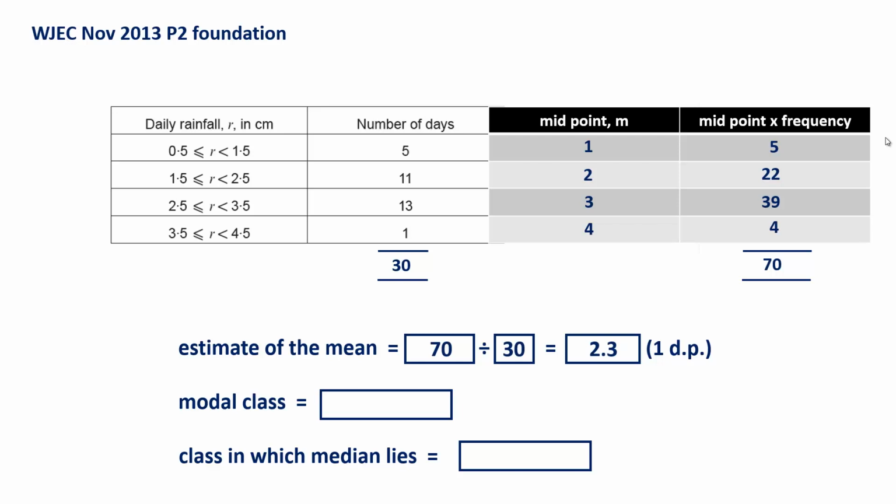Good. Modal class. Now the modal class is the one with the highest frequency, highest number of days. There we go. 13 is the highest number of days. So the modal class is 2.5 is less than or equal to R, which is less than 3.5. The class in which the median lies. So there's 30 days. So we want half of 30 is 15. So we want between the 15th and the 16th days. We can see that that must be in that class there. 1.5 less than or equal to R, less than 2.5.